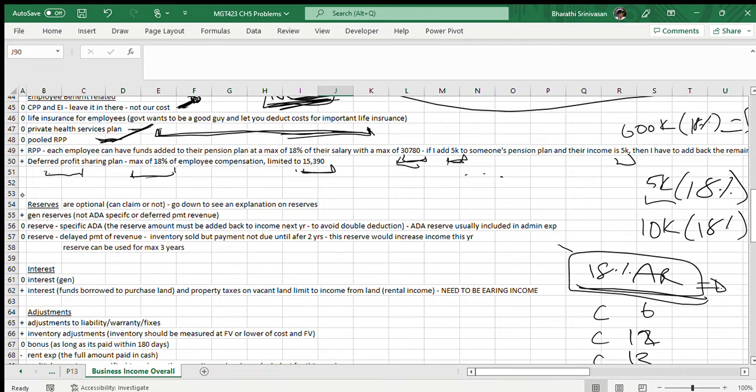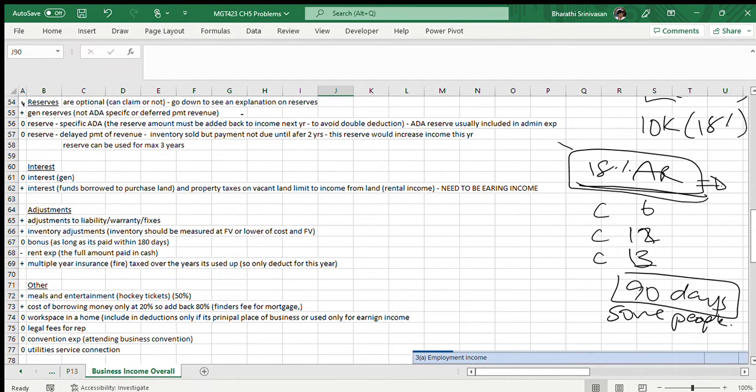But in general, normal reserves, like general reserves, are not allowed to be deducted as part of your income, and you have to add those back. The only things that you can let stay in your expenses section are a specific ADA or the delayed payment of revenue. Okay, cool.